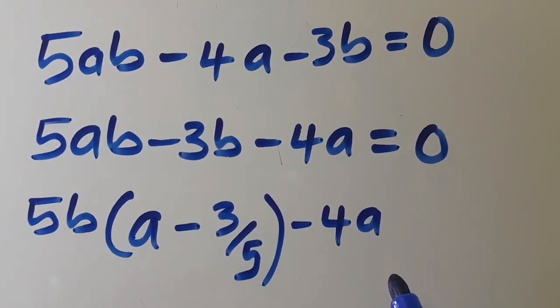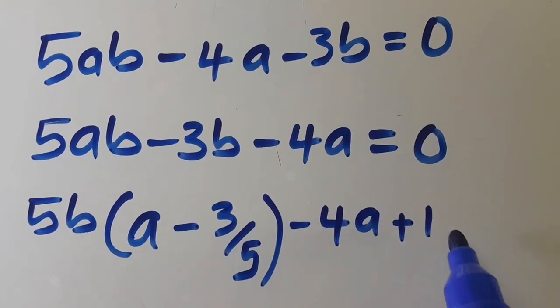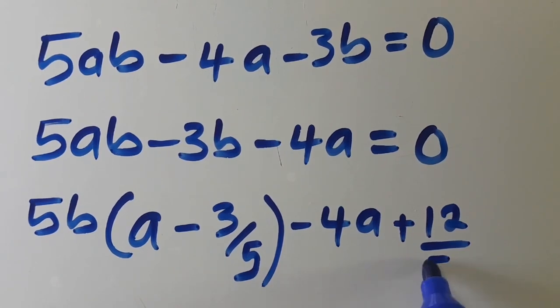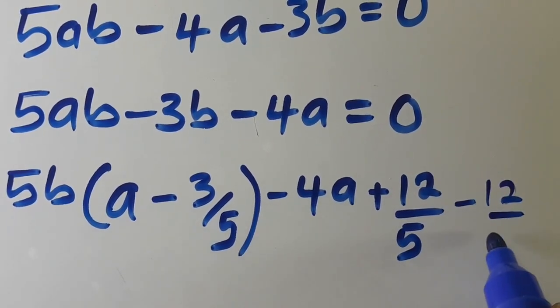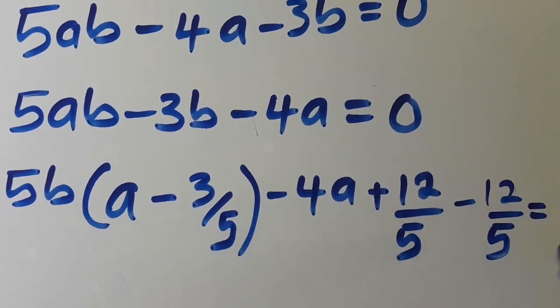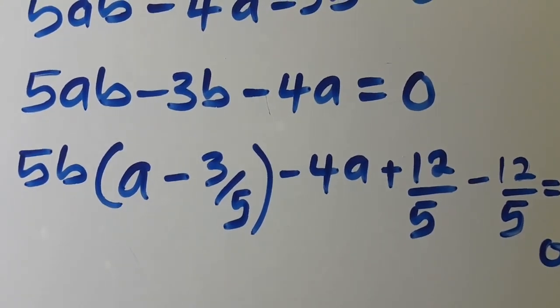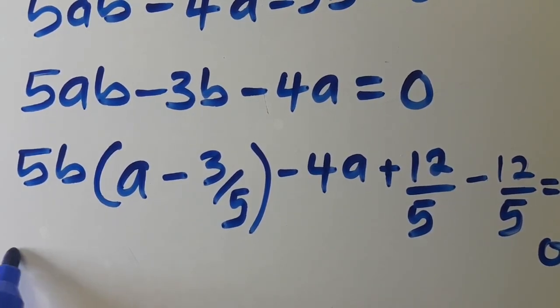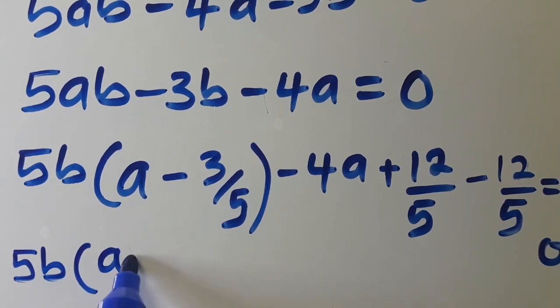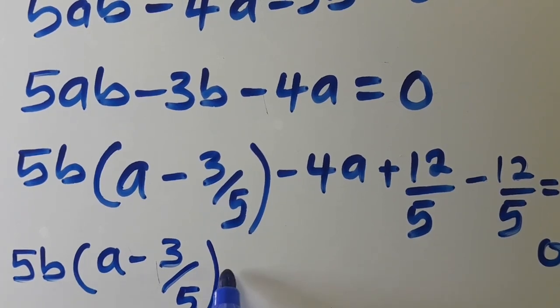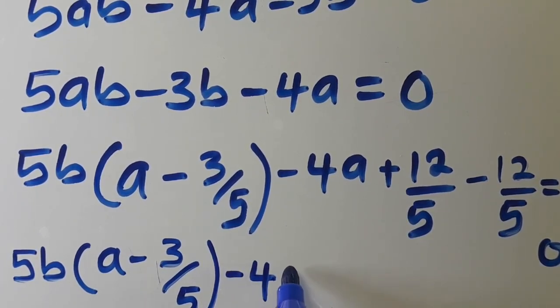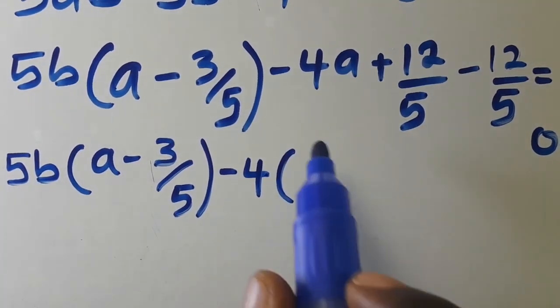Then from here, let us do something reasonable. Assuming we had plus 12 divided by 5, definitely we must subtract 12 divided by 5, and we should let everything equal 0. So from here, we can do something reasonable. We are going to have 5b into a minus 3 divided by 5, then minus 4. Let us factor minus 4 from this. Let's group this together.